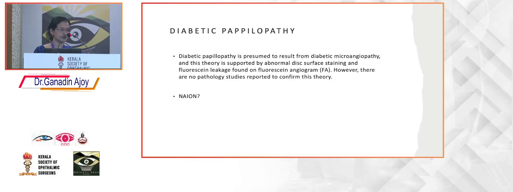There are no pathological studies to confirm this theory. So is it NAION? Is it not NAION? The tug of war goes on. I consider it part of ischemic optic neuropathy and treat it as such.